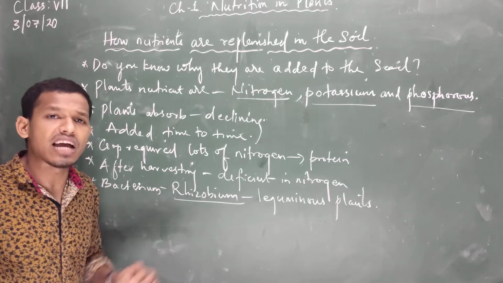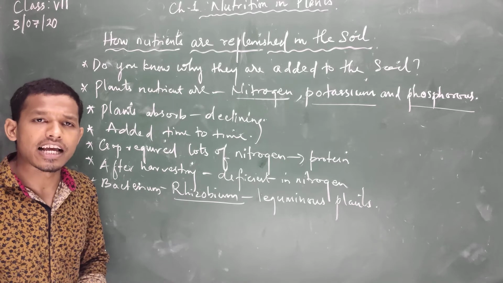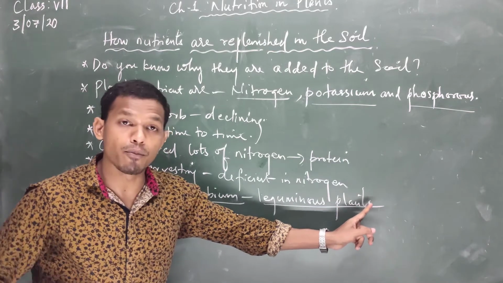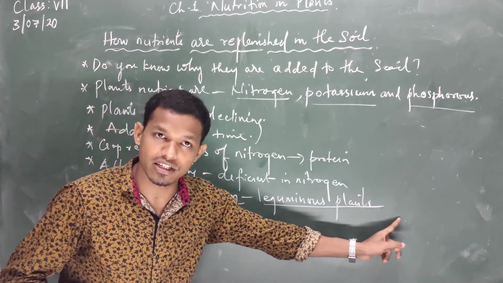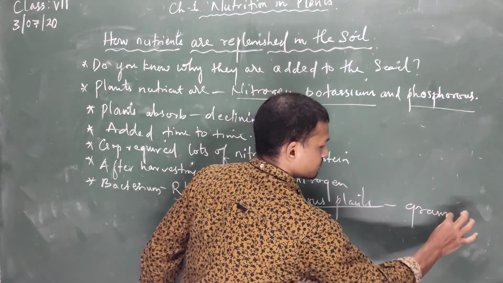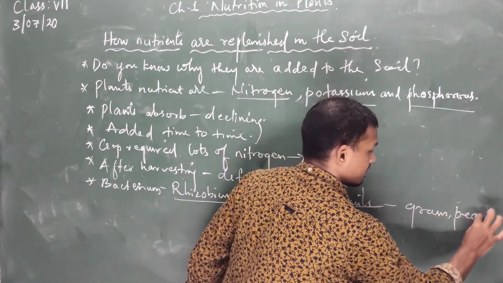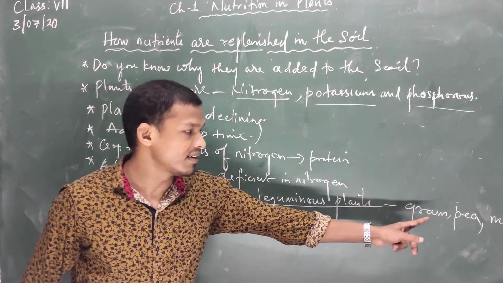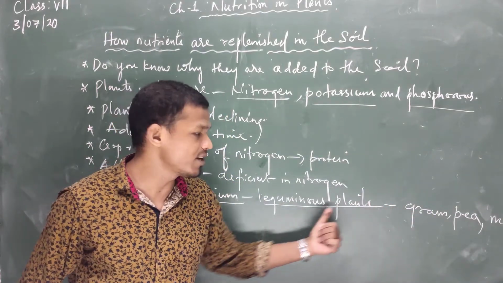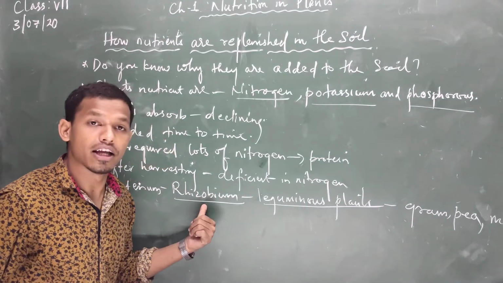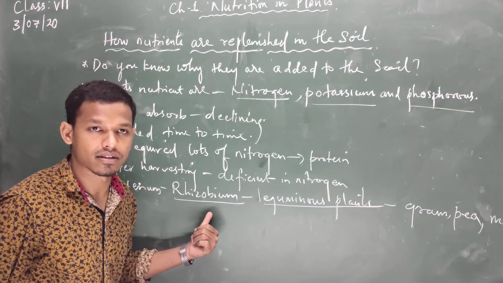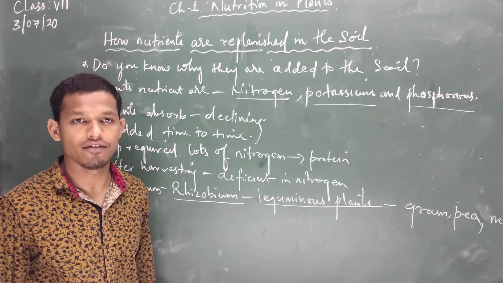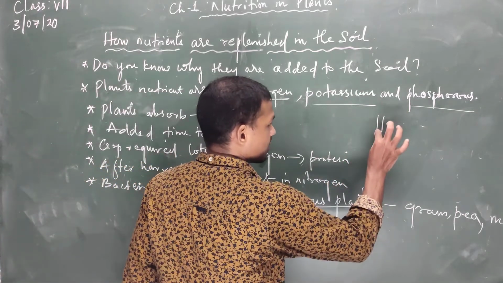So rhizobium, where are these rhizobiums found? These rhizobiums are found especially in the leguminous plants. Leguminous plants are those plants from which we get grams, like gram or pea or moong. This gram, pea or moong, this kind of plants are known as leguminous plants. In leguminous plants, bacteria such as rhizobium will spread. Where will they stay? They will stay in the roots of the leguminous plants.